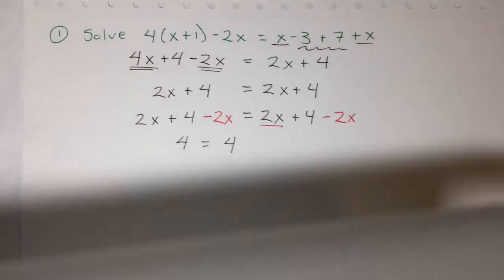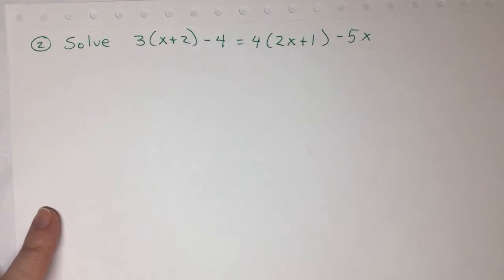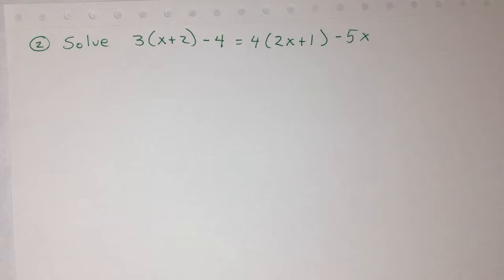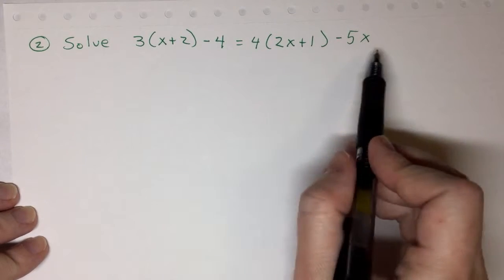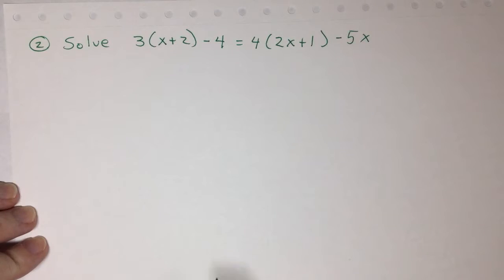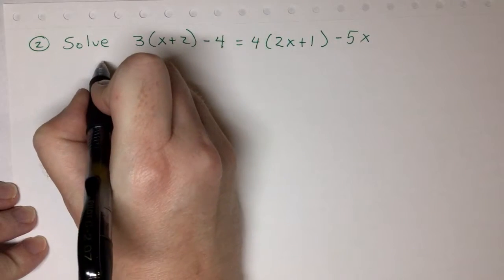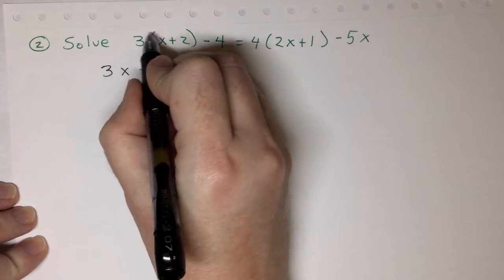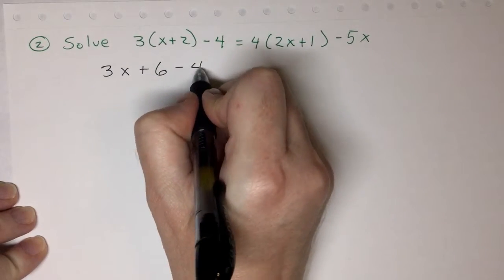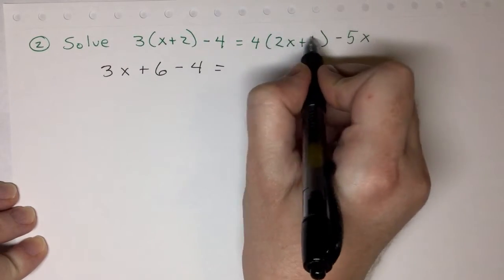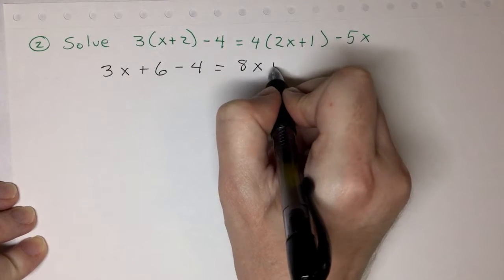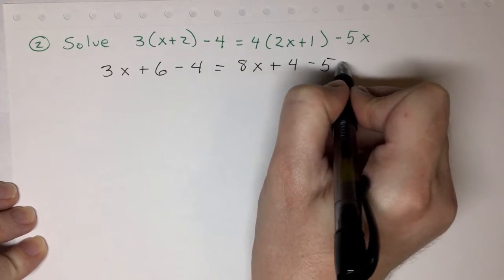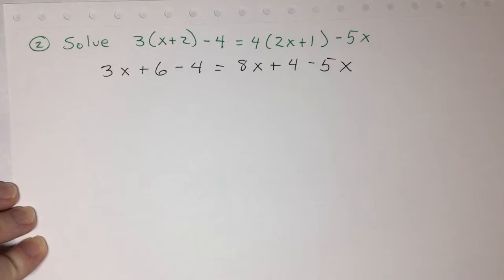So let's move on to the next one and take a look at that. Here, let's see if this one makes more sense. I start in the same way. Clear parentheses, simplify each side. 3x plus 6, distributing the 3, minus 4, equals, distributing the 4, 8x plus 4 minus 5x.